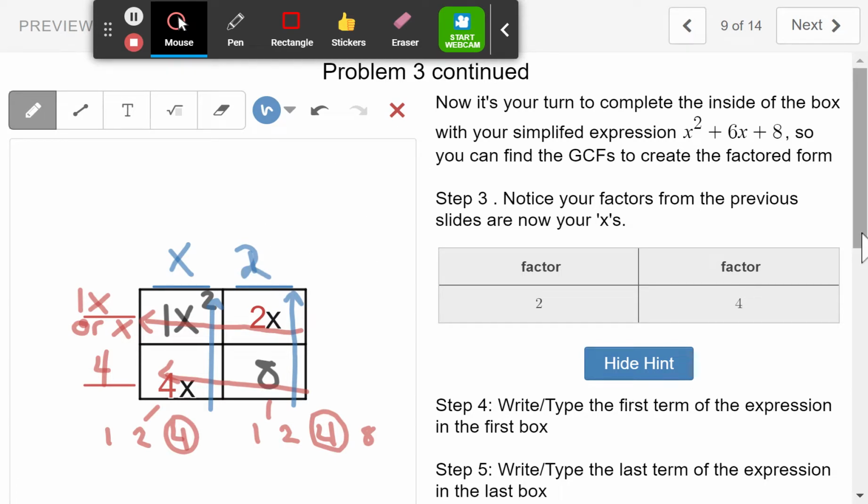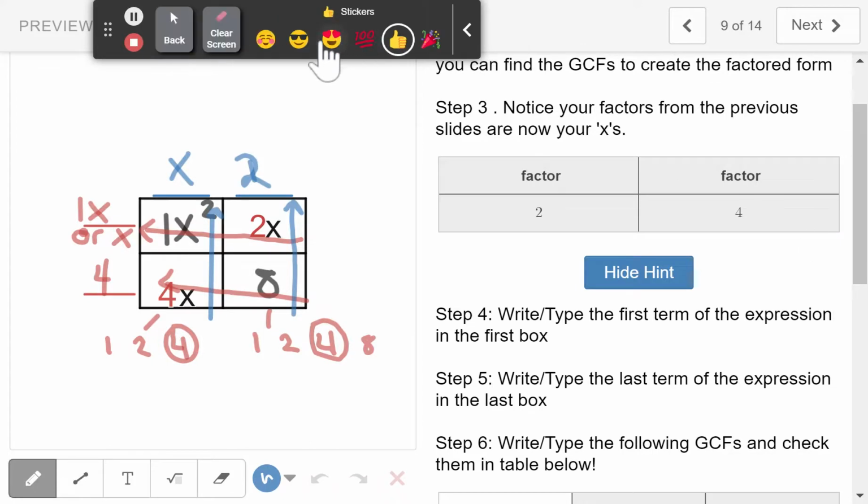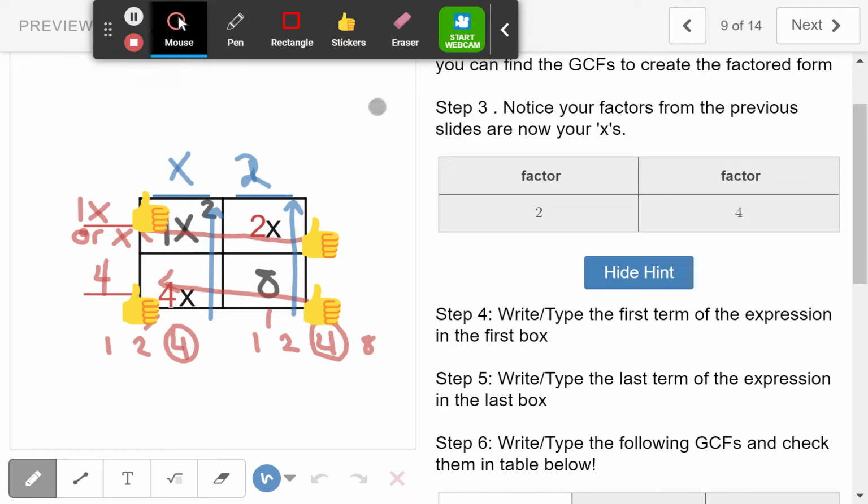And remember, we can actually check our answers from here before we do the self-check. x times x, yes, that gets me 1x squared. 1x times 2, yes, that gets me 2x. 4 times x gets me 4x. And then 2 times 4 gets me that 8 value.